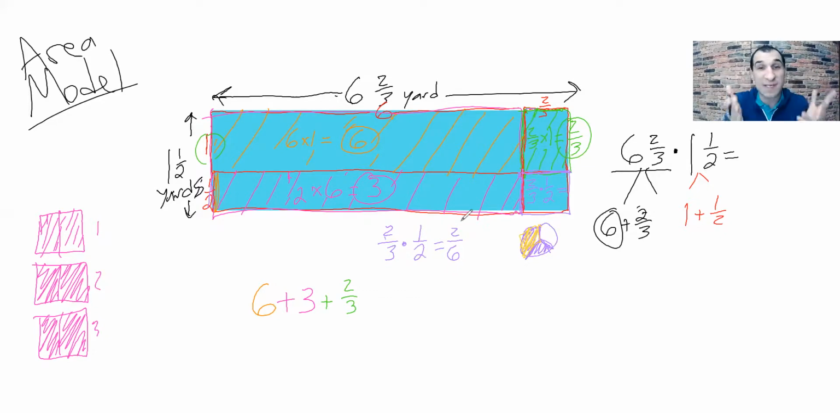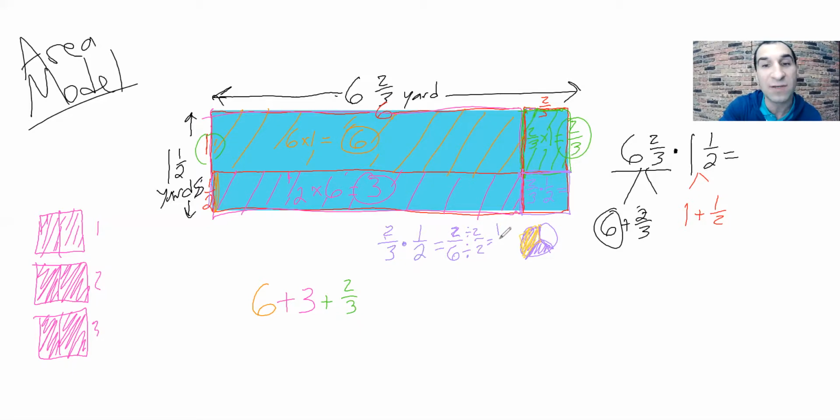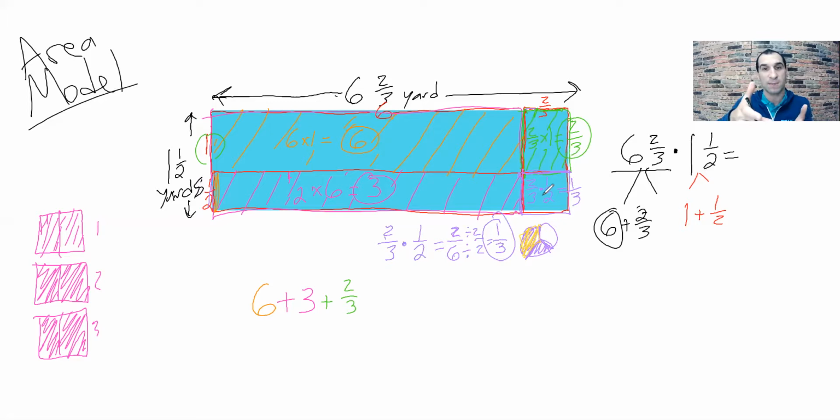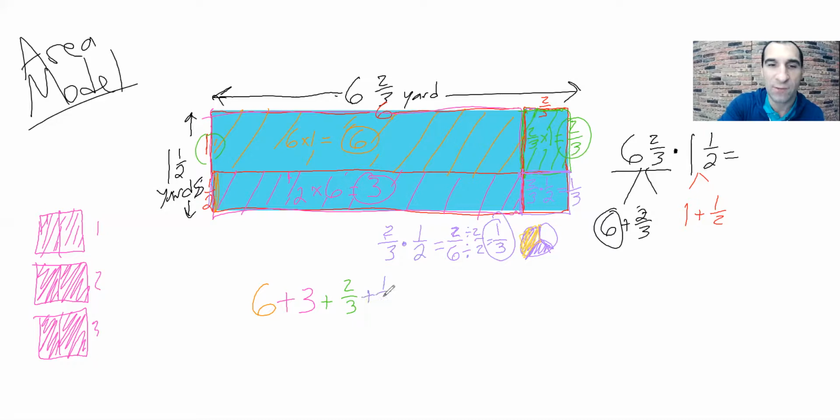Well, remember, 2/6, you have to reduce. So if I reduce this, 2/6, I know that both numbers are divisible by 2. So I can divide by 2/2, which is like dividing by 1, which doesn't change the value of the fraction. 2 divided by 2 is 1, and 6 divided by 2 is 3. There's my 1/3. So this is going to be 1/3, which makes sense that 2/3 times 1/2, or 1/2 of 2/3 is another way to say that problem, is going to be 1/3. So now I want to add this down here, 1/3.